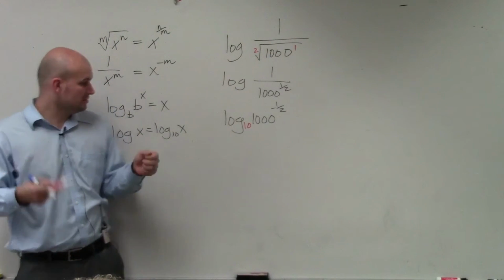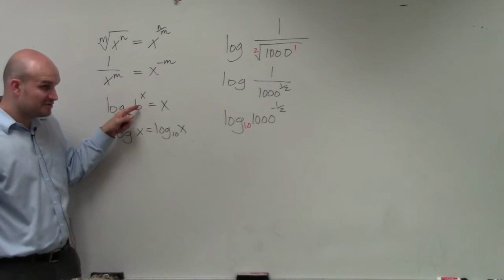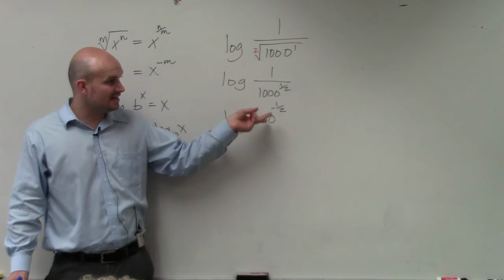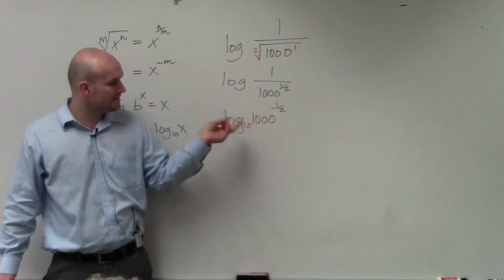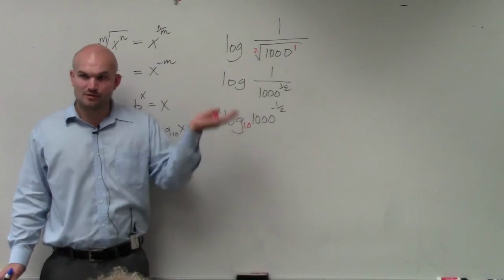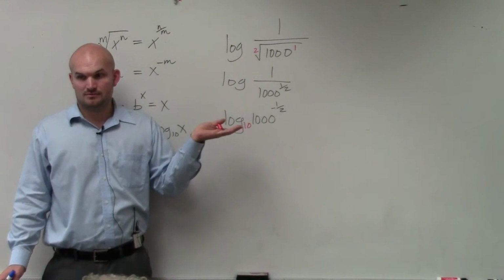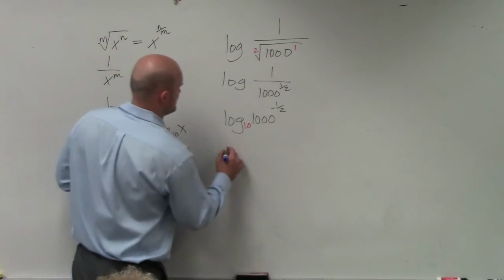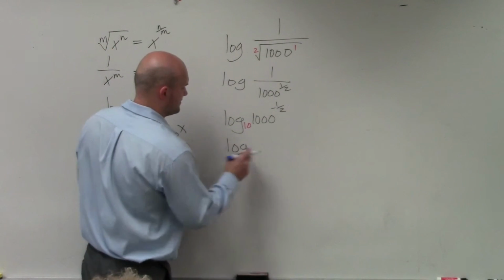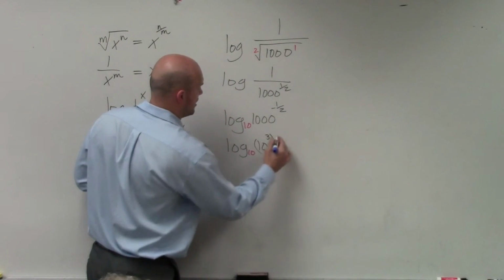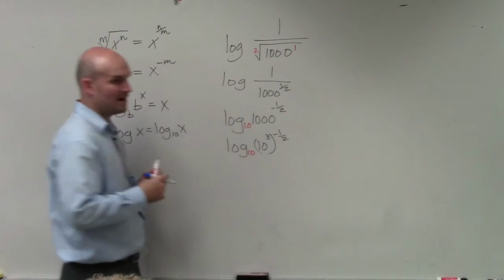Now, our goal is for the base and our value to be the same. So we want 10 and 10 to be the same. But we have a problem because that's 10 and that's 1,000, right? So can we rewrite 1,000 as 10 raised to a power? Yeah, 10 to the third. So I'll leave that little 10 there so it makes more sense. 10 to the third power, and that's all still raised to the negative 1/2 power.